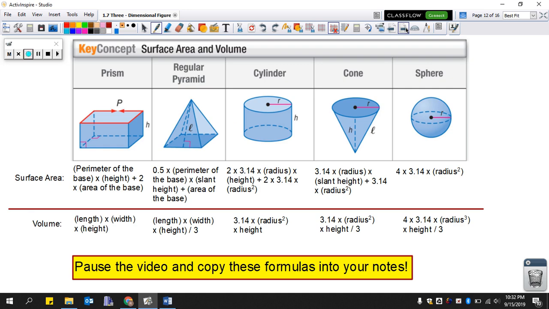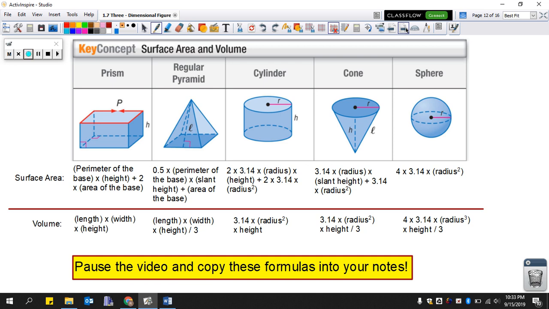After you've copied that into your notes, then we have a bunch of formulas that we have to use on a regular basis in order to find surface area and volume. Rather than making you copy all these into your notes, you can, and it would be a good idea, but I will also bring sheets that you can put into your notebooks that will have this information on it.